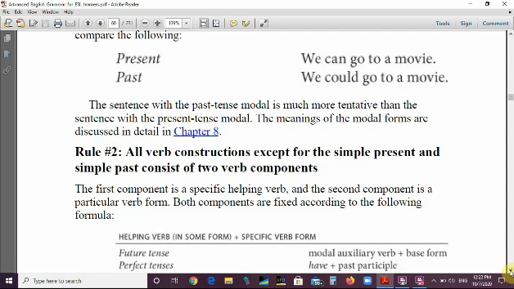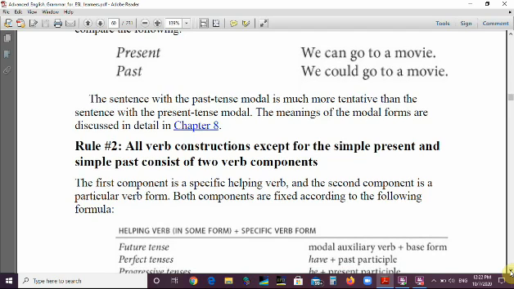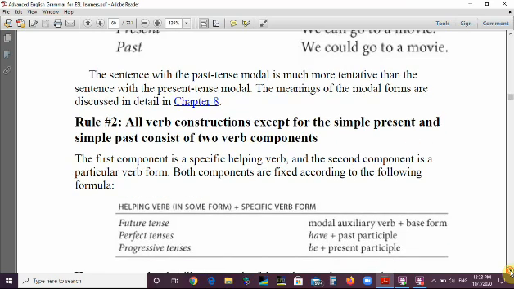So which is more sure? In which sentence is the speaker more sure? Of course, the first. We can go to the movie. And the second one, we could. This means you are tentative, uncertain. So the sentence with the past tense modal, the second one, is much more tentative than the sentence with the present tense modal. The meanings of the modal forms are discussed later in chapter 8.